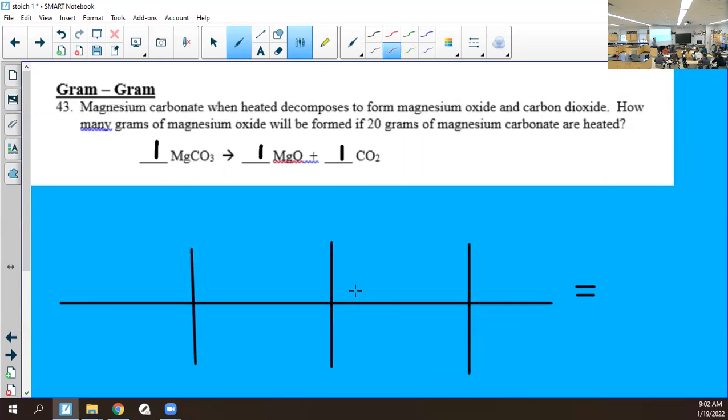Okay, here we go. So we have number 43 on, is it page 15? Was I right? Okay, give that a shot. Magnesium carbonate decomposes to form magnesium and whatever. Like, these are great, but they don't help you answer the question, right? The second sentence is what you need. How many grams of magnesium oxide from 20 grams of magnesium carbonate? Okay, see if you can go from there.